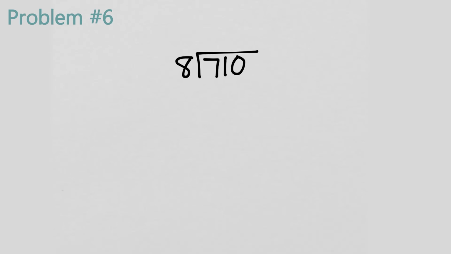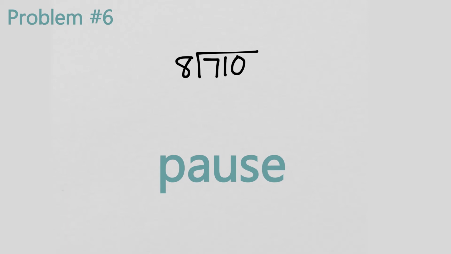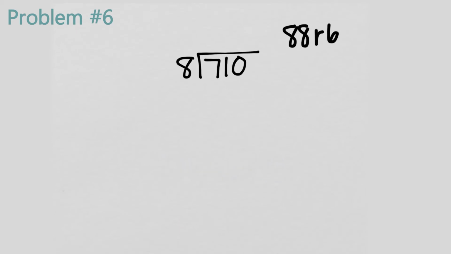Problem 6. Read the problem with me as I read it aloud. 710 divided by 8. Now make sure you check your work. Good luck. Welcome back. You should have gotten 88, remainder 6. If you didn't, that's okay.